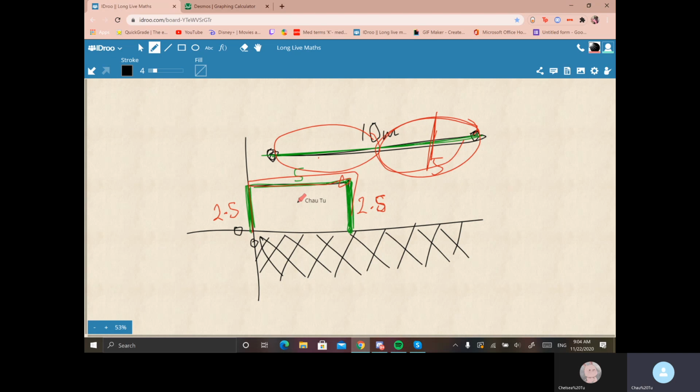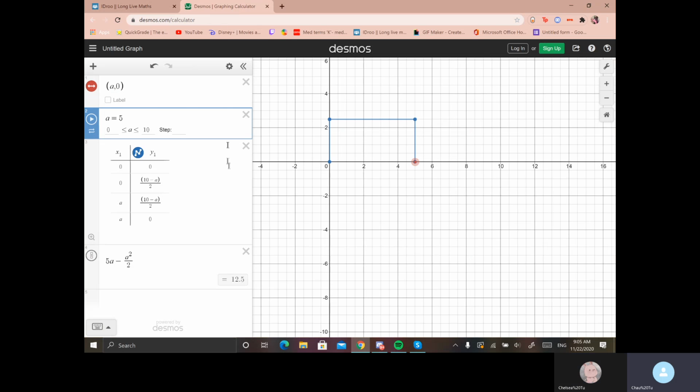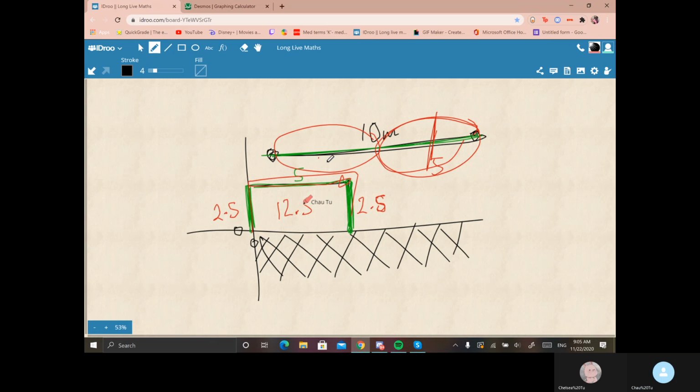What would be the area? 12.5. Was it 12.5? Jump back to iDrew. Yes, it was. Okay, I'll take your word for it. Are you sure? Yes. Okay, well, anyway, that's how you do it.